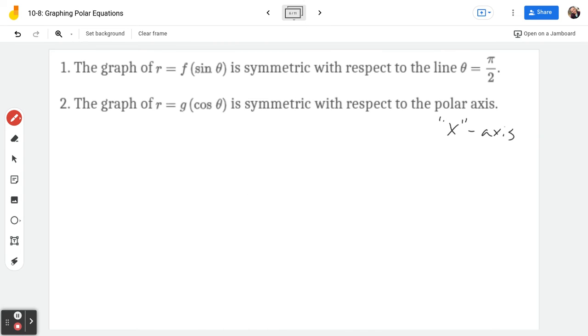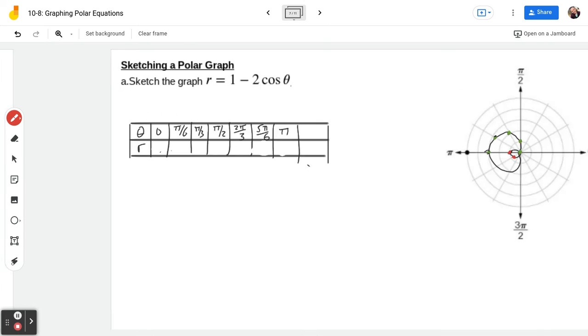Okay, this one, I don't know how important it is, but I'll talk about it anyway. If you take the composite function of f and you put sine inside of it, it's automatically going to be symmetric with respect to theta equals pi over 2. If you compose cosine into a function, it's automatically going to be symmetric with respect to the polar axis.